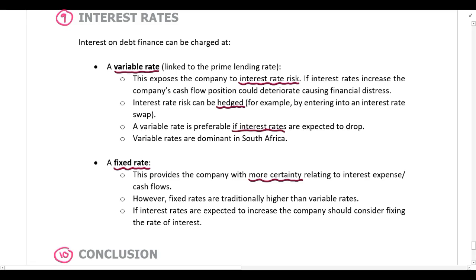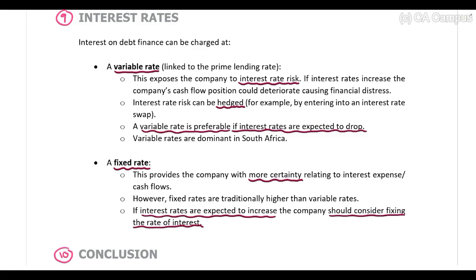If interest rates are expected to drop, then a variable rate is preferable. So obviously, if the prime lending rate drops and you enter into a loan agreement with a variable rate, your interest expense will also drop. So if interest rates are expected to drop, a variable rate is preferable. On the other hand, if interest rates are expected to increase, then a fixed rate is preferable, because when the prime lending rate increases, then that won't have any impact on your interest expense because it's fixed every single year.